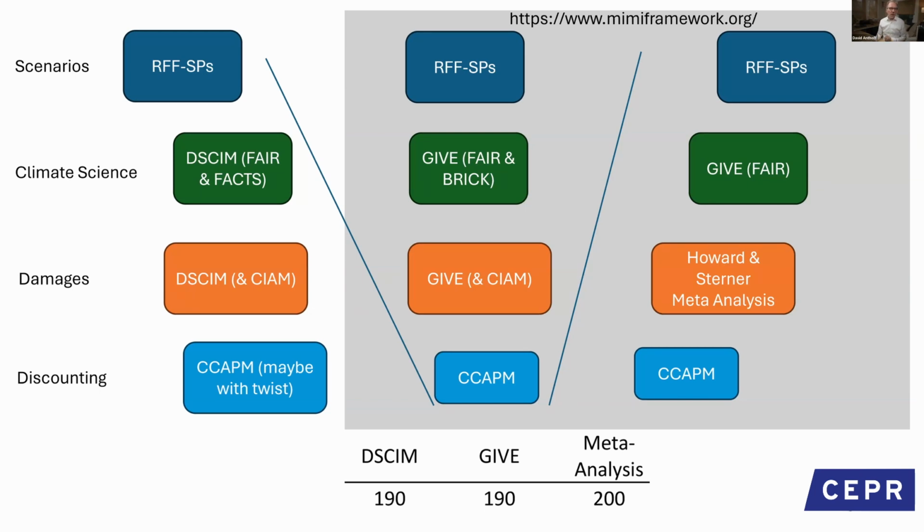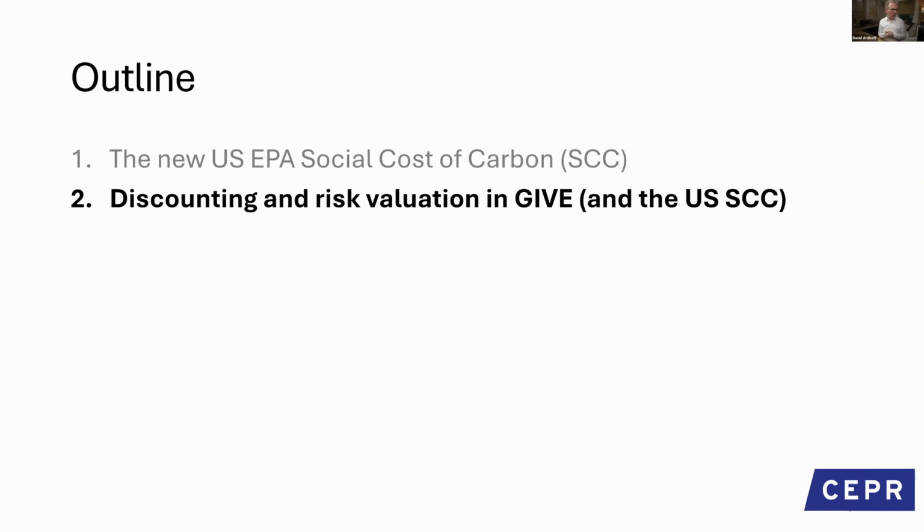Okay, so that was a brief overview of where we are with social cost of carbon in the United States. And now I wanted to dive a little bit deeper into the discounting and risk valuation choices in the GIVE model, which is the model from RFF and Berkeley. But that is essentially also a description of the US EPA effort, because they adopt the same approach.